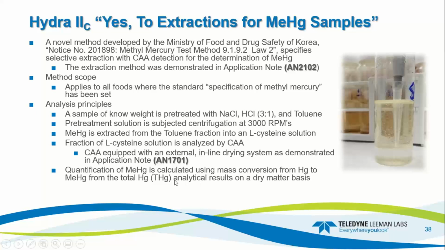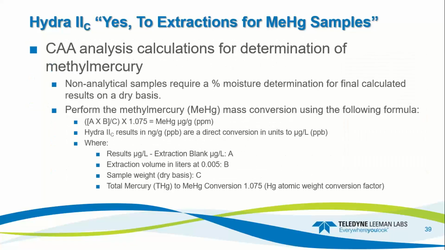And then you quantitate the methyl mercury based on total mercury in that injection. And it's pretty simple. Each sample must have a dry weight on it, so you run a % moisture, so you know what that is. And then you take A times B divided by C times 1.075.